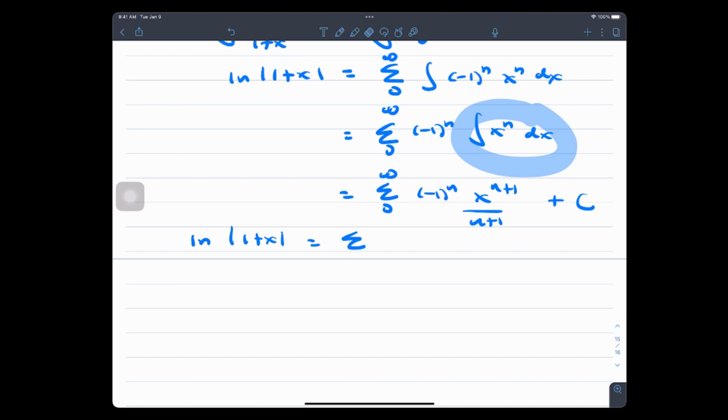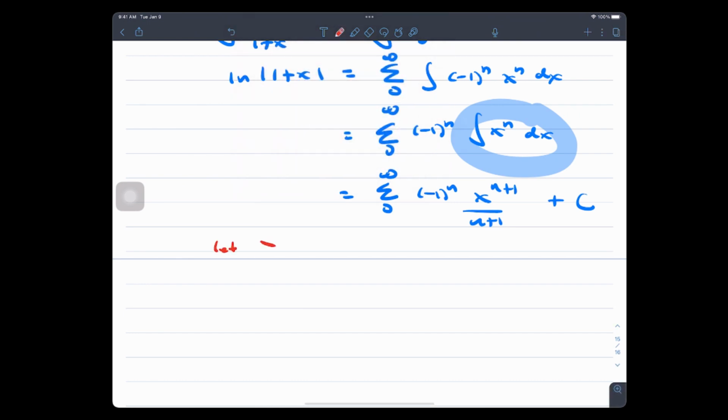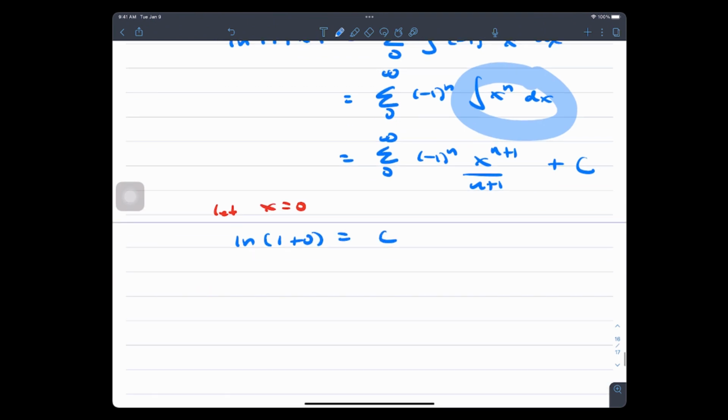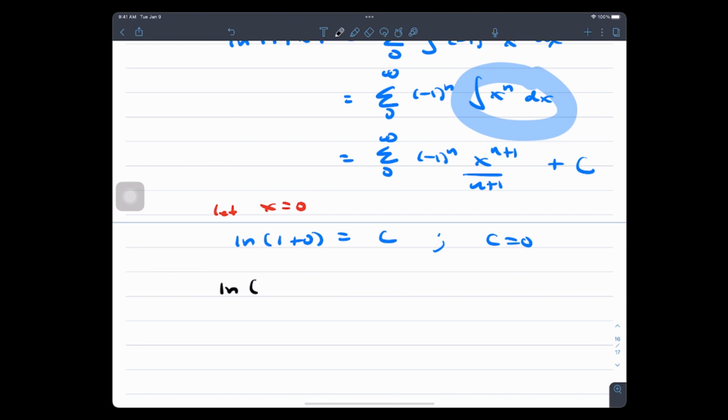So yeah, I'm not going to write it down again, but then you can say, well, what is c? I think your book likes to say, okay, well, let x equal 0, and we know natural log of 1 plus 0, everything over here is 0, is c, and natural log of 1 is 0, so c is 0. So you have the natural log of 1 plus x equals the sum from 0 to infinity, negative 1 to the n plus 1.